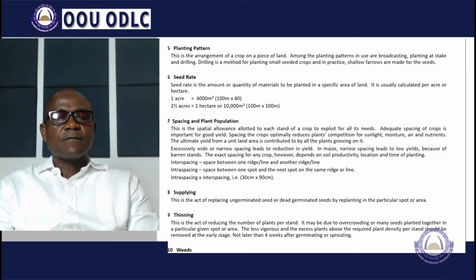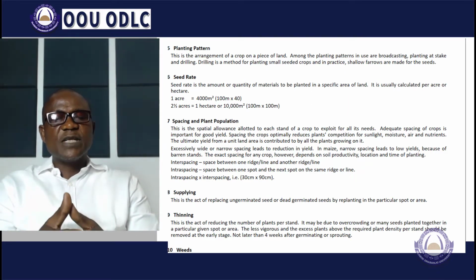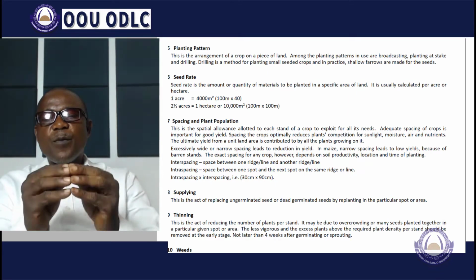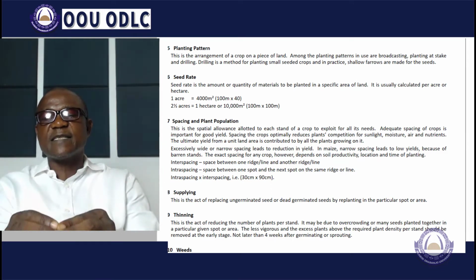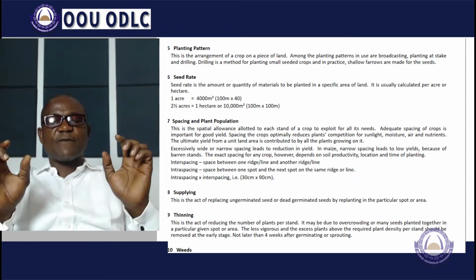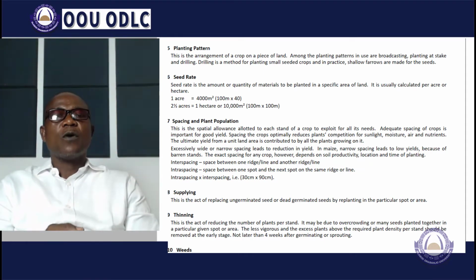Thinning. This is the act of reducing the number of plants per stand. It may be due to overcrowding or many seeds planted together in a particular given spot or area. The less vigorous and excess plants above the required plant density per stand should be removed at an early stage. However, this must be done not later than 4 weeks after germination or sprouting.